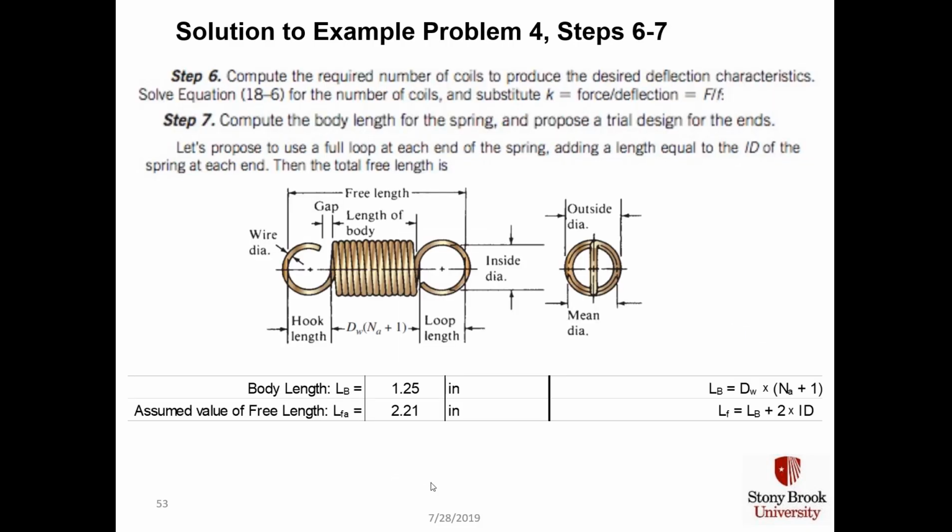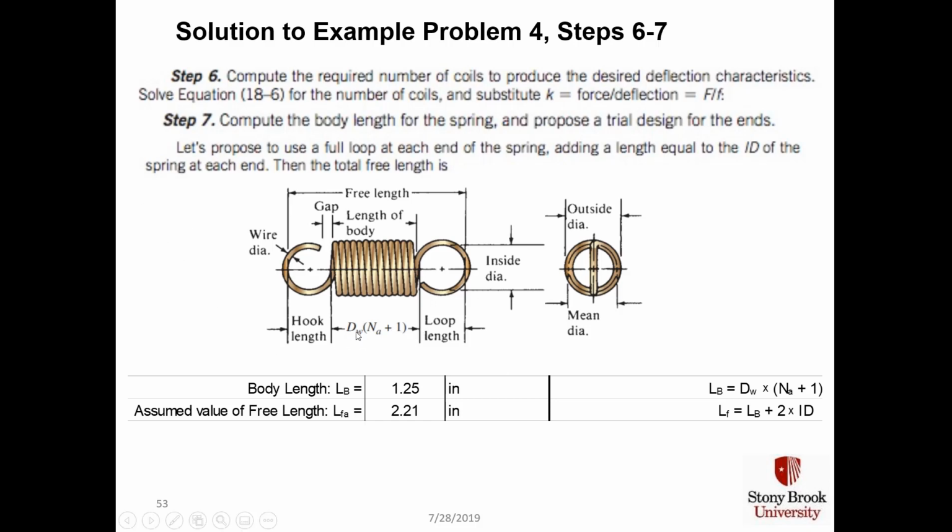In step 6, we compute the required number of coils to produce the desired deflection characteristics. We solve equation 18.6 for the number of coils, and we substitute spring force K equals force over deflection, which is capital F divided by small f. We can then compute the body length for the spring and propose a trial design for the ends. Our body length is calculated at 1.25 inches because that is the wire diameter of 0.072 inches times the number of active coils plus 1.